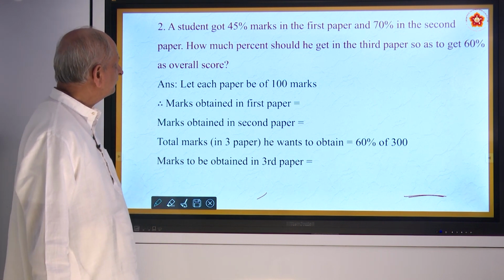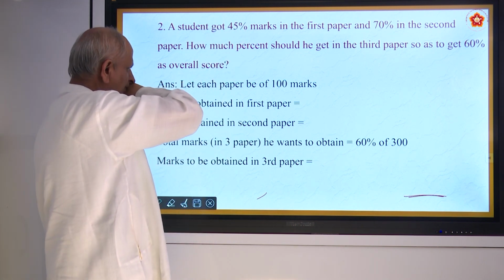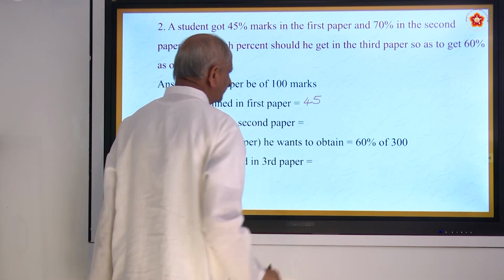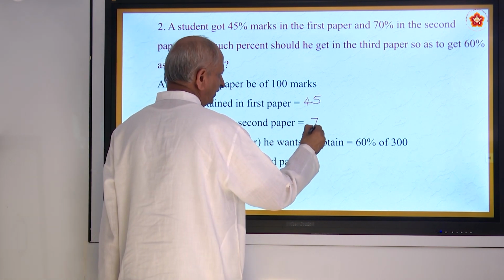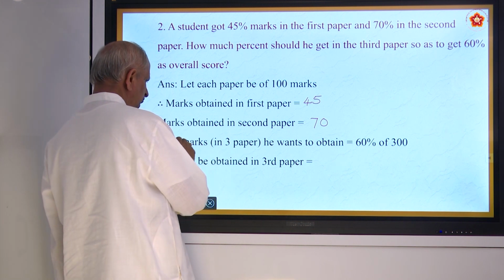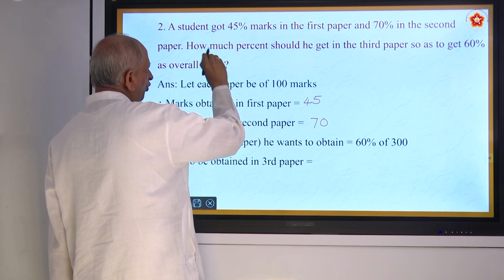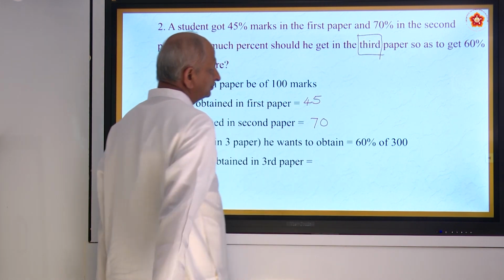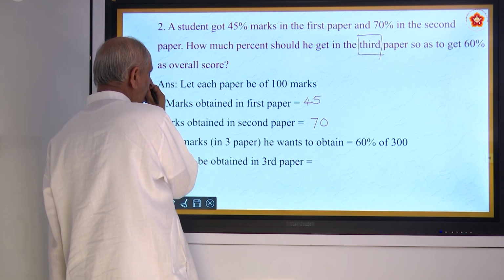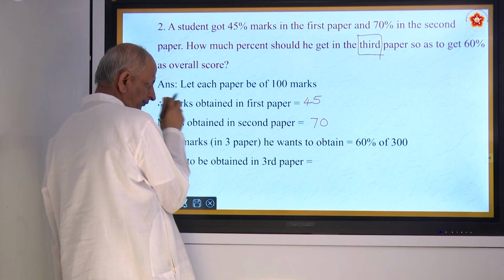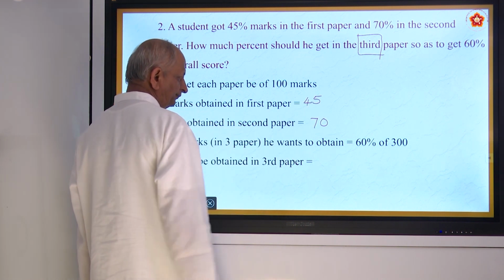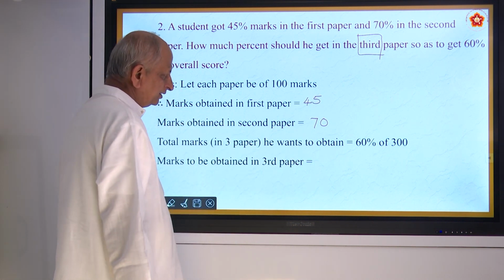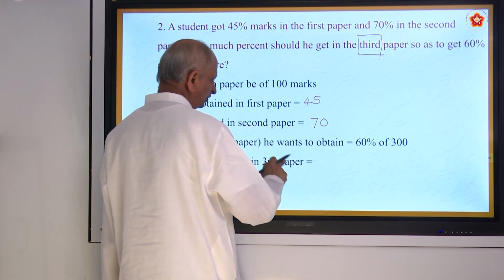Coming to the second one. A student got 45 marks in the first paper. So 45 marks in the first paper. The marks of the second paper is 70. Now the question is, how much should he get in the third paper so as to get 60% of the overall score? Here it is not 60%. This is 115, adding 2 by 2 becomes 50 something. So to make it 60, how much marks should you score in the third paper?